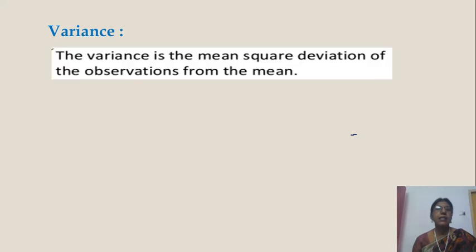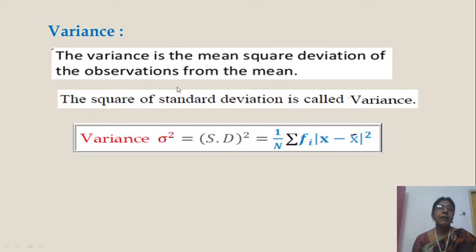Now variance. Okay ma, we see SD is sigma, but sigma square is variance, and SD square is variance. The variance is the mean square deviation of observations from the mean, the square of standard deviation. Take this as the definition. The square of standard deviation, sigma square, is called variance. So sigma is SD, sigma square is variance. Variance means sigma square, that means SD square.